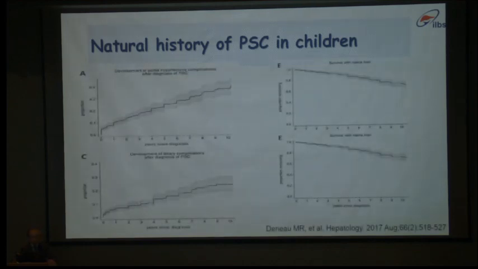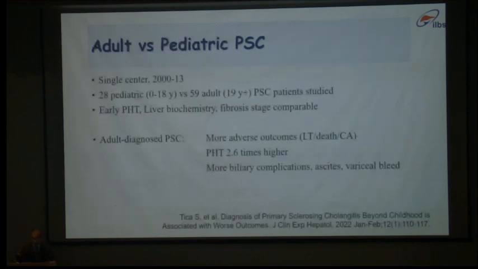These are the curves showing a progressive increase in the portal hypertensive complications. At 10 years, around 38% developed portal hypertension, and biliary complications at 10 years around 25%, and progressively there was a decrease in the survival with the native liver.